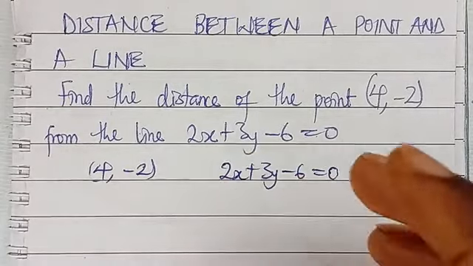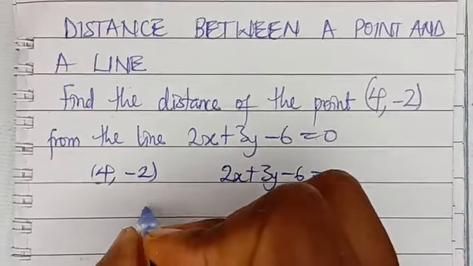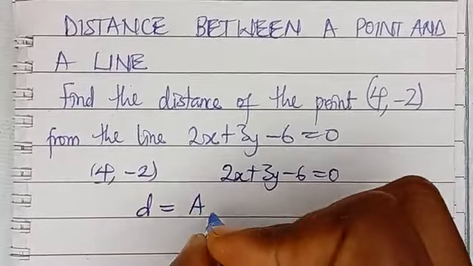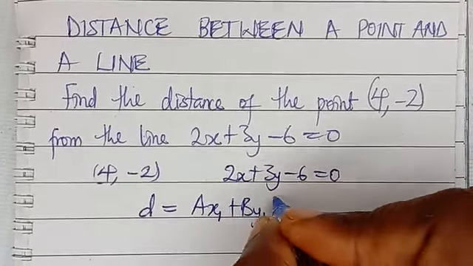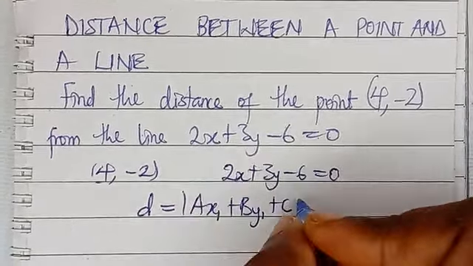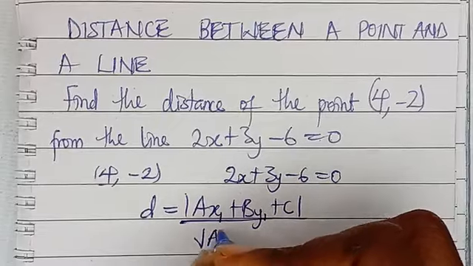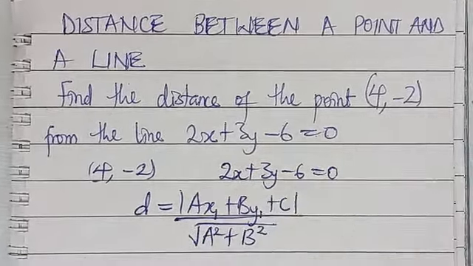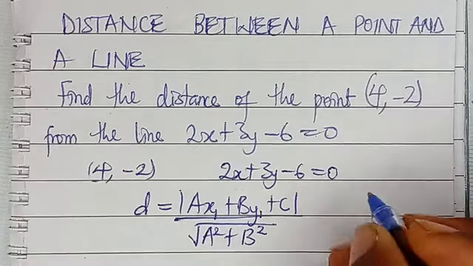Now, finding the distance between a point and a line has a formula. The formula is that the distance between a point and a line is equal to the absolute value of ax1 + by1 + c, over the square root of a squared plus b squared. And we'll explain what all this means.